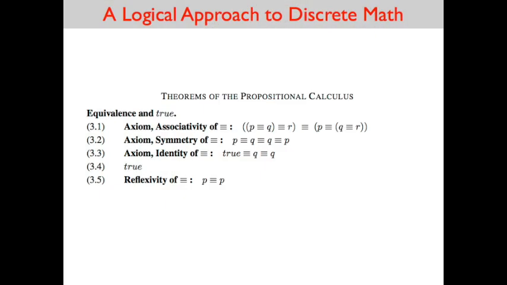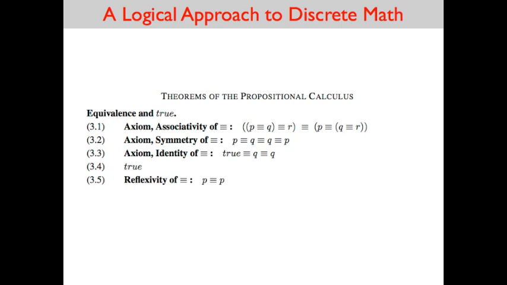Okay. So here's our famous table of precedence, right? And here's some basic types that we will look at. And here now is the first set of axioms and theorems that we're going to start with on Thursday. Now look at this. Here is 3.1. It says axiom, associativity of equivalence.